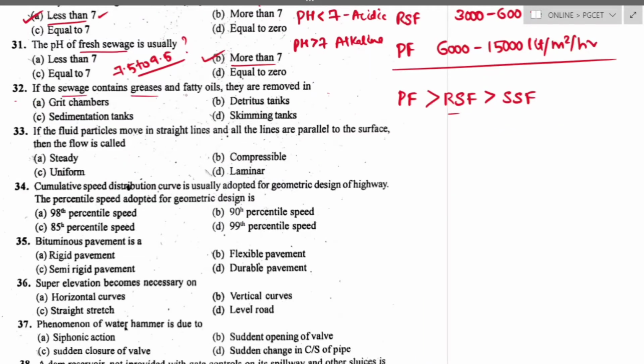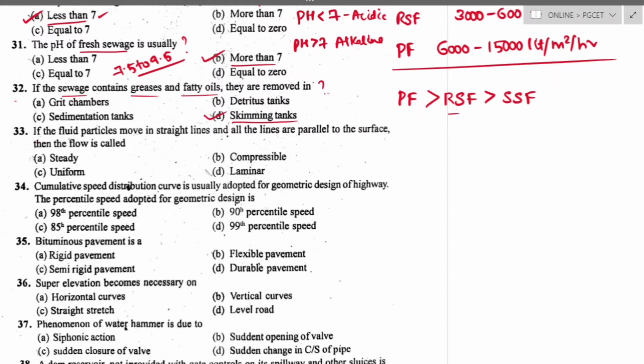Question number 32. If the sewage contains greases and fatty oils, they are removed in. It is skimming tanks. Option D is the right answer. A skimming tank is a chamber so arranged that the floating matter like oil, fats and greases rise and remain on the surface of the wastewater, while the liquid flows out continuously under the partitions or baffles. So option D is the right answer.